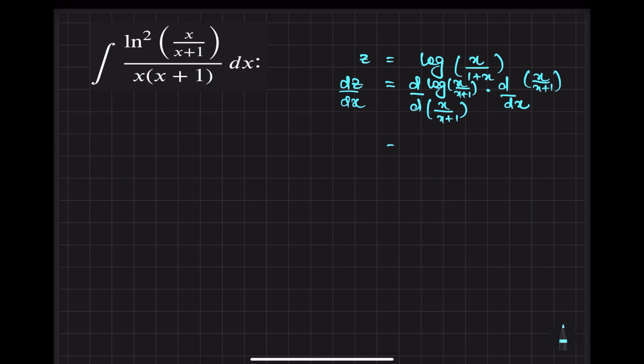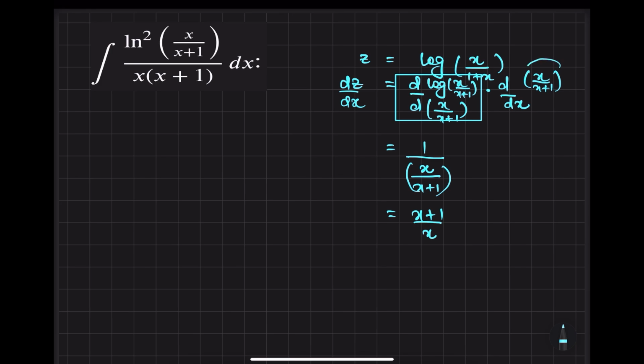Now you know that the differentiation of log x with respect to x is 1 by x. So can I write 1 by x by x plus 1? Later I will reverse that thing. So it will become x plus 1 by x. Okay, so this differentiation is okay for you.